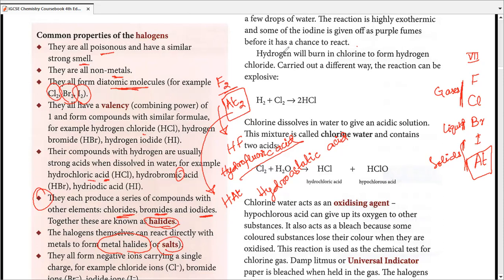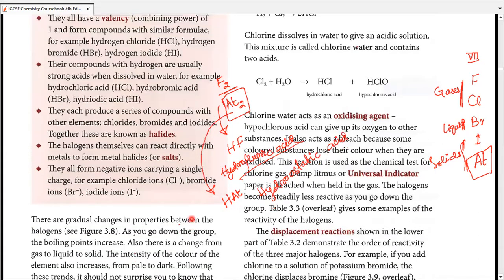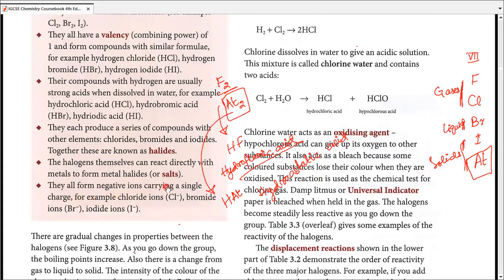Let's clarify with further points. And I'm going to erase some of these parts. It's easier for us to move below. Now, they all form negative ions. They carry a single negative charge. For example, chloride ions are represented as Cl negative. Bromide ions are represented as Br negative. Iodide ions are represented as I negative. So what would the fluoride ions be represented as?